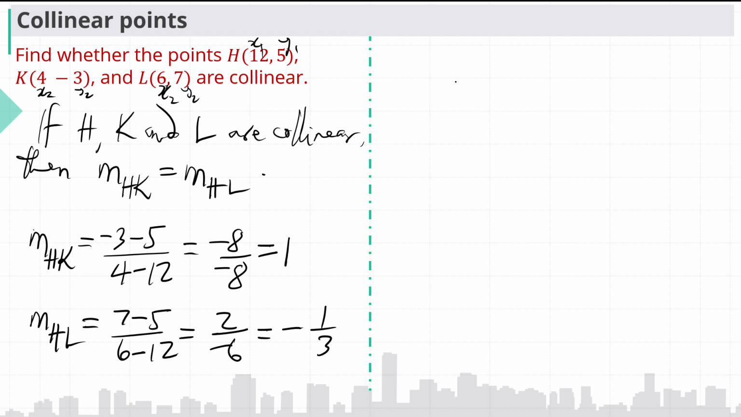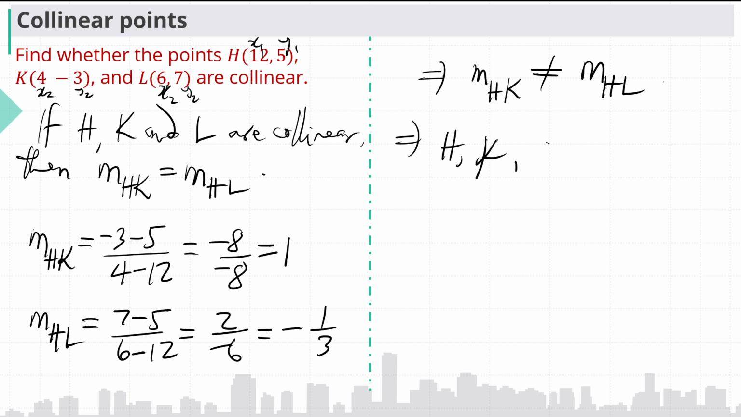Now for this question we see that the left hand side is not equal to the right hand side. So it implies the 3 points H, K, and L do not lie on the same straight line, or are not collinear.